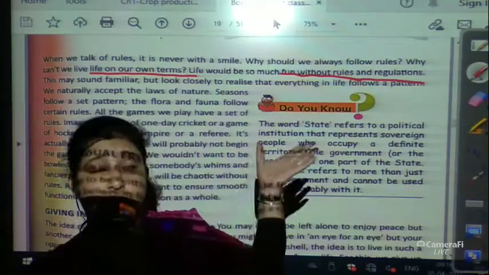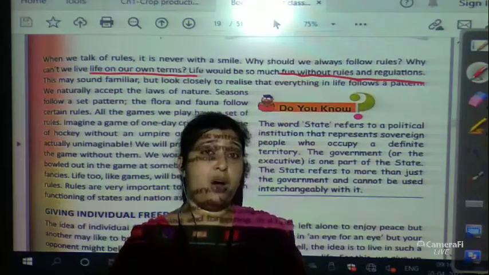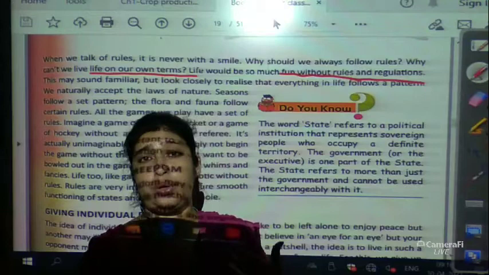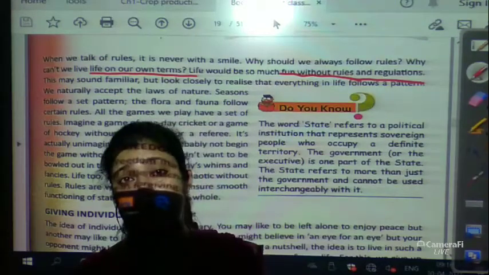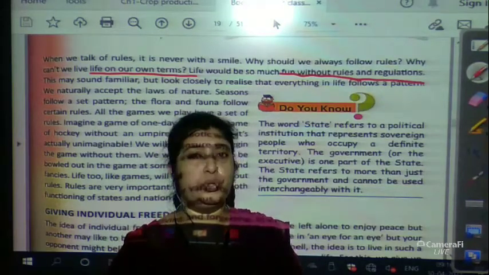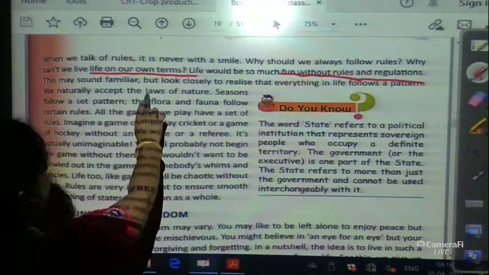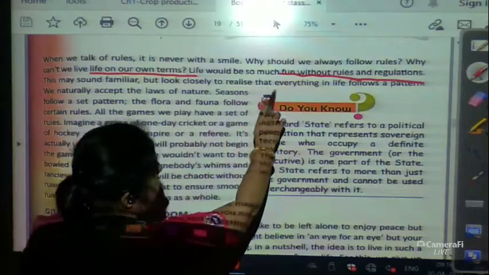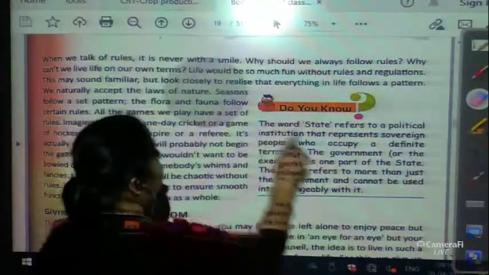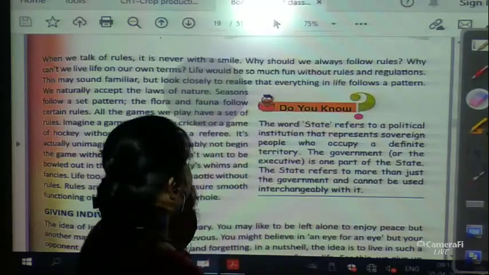So here it wants to say that if we are free from the rules and regulations, then maybe our life is very much happier. So this question is asking why should we follow the rules? Yes, we have to follow the rules because we have to be disciplined. So for discipline, we have to follow the rules, regulations and everything. This may sound familiar, but look closely to realize that everything in life follows a pattern. Okay, so that means we have to follow some patterns, and that way we lead our lifestyle.